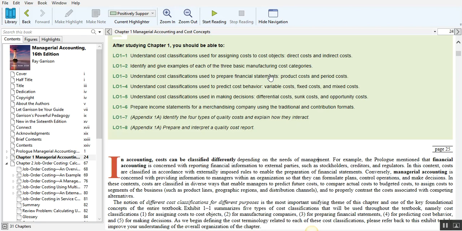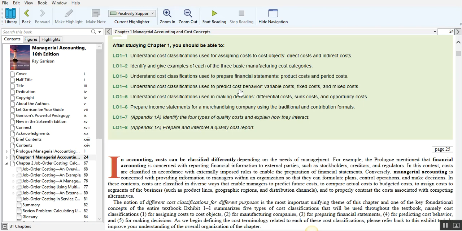Basically, what we're doing is we're identifying these cost concepts and how they're used. And we're going to talk about different ways that we're going to use them. And we're going to talk about how we would use cost concepts in manufacturing, how we're going to use product and period cost to do financial statements.